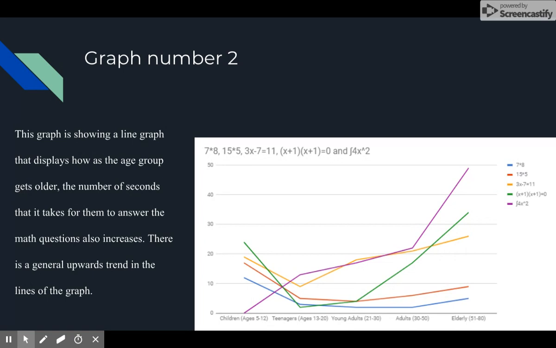This graph shows the same thing, that as your age group increases, the number of seconds it takes for you to answer the questions also increases. But it shows it in a better way. It shows the trends that occur when you put it into a line graph.